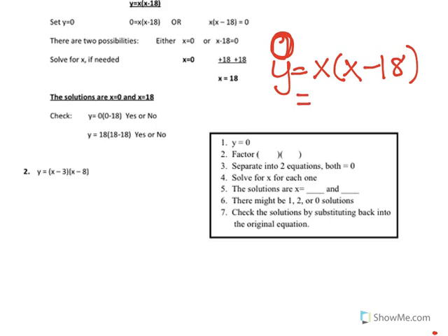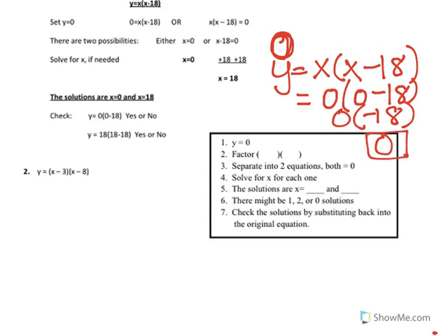So we're going to take the first solution, 0, and plug it in anywhere we see an x. And so 0 minus 18 is negative 18, and we have 0 times negative 18 is 0. So does y equal 0? Yes, so it works. Now let's try the other solution.